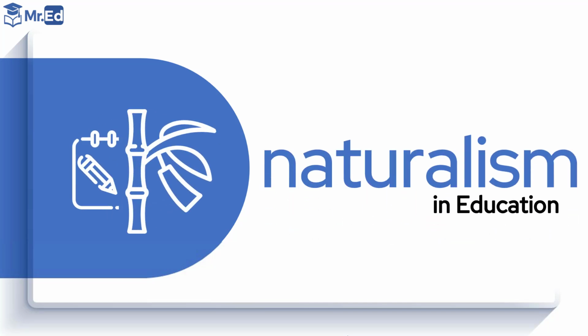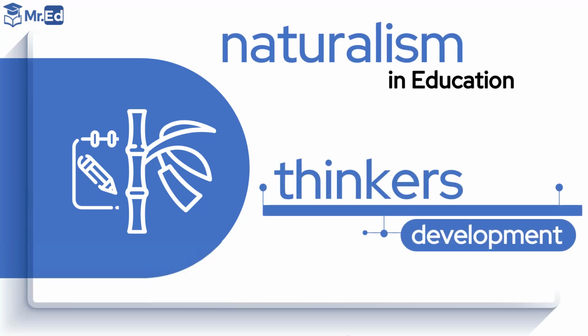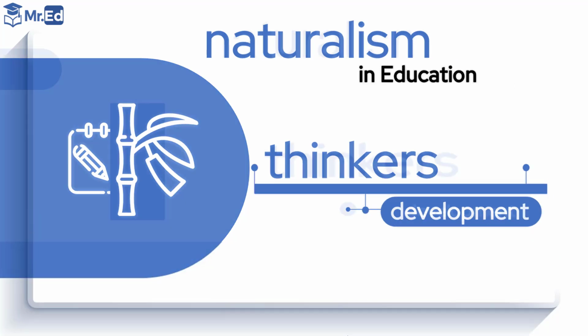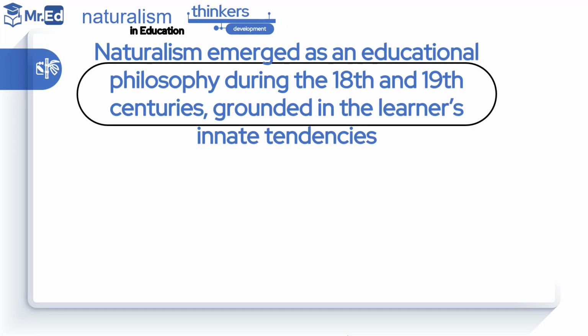This video presents the historical development of naturalism in education together with the key thinkers and their respective contributions. Naturalism emerged as an educational philosophy during the 18th and 19th centuries, grounded in the belief that learning is most effective when it follows the learner's innate tendencies rather than imposed curricula.